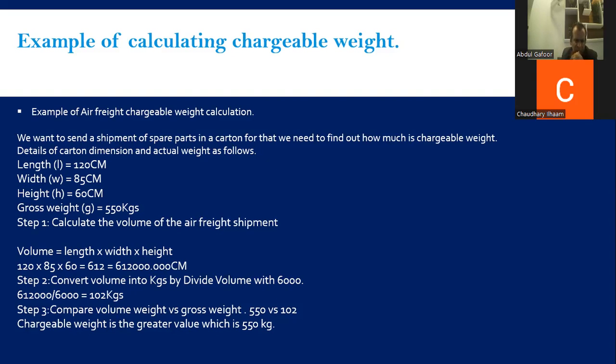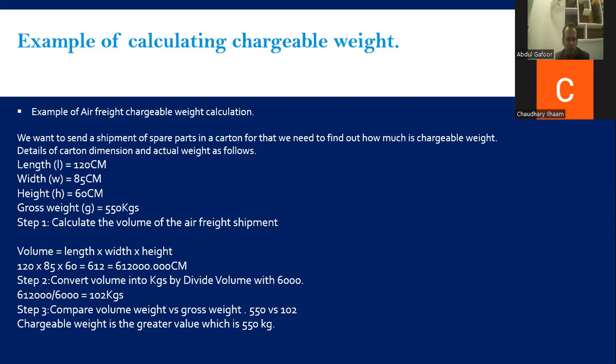Then you divide by 6,000 and compare the volume. The actual weight of the shipment is 550, and you got 102. 550 is the actual weight, the real mass of the shipment, and 102 is the volume weight. So which is the chargeable weight? 550. Whichever is higher will be considered as the chargeable weight.